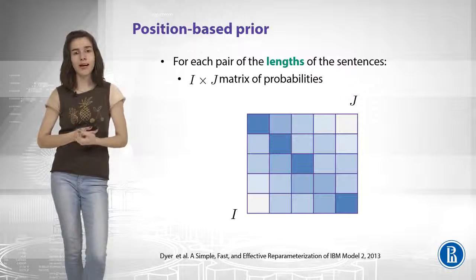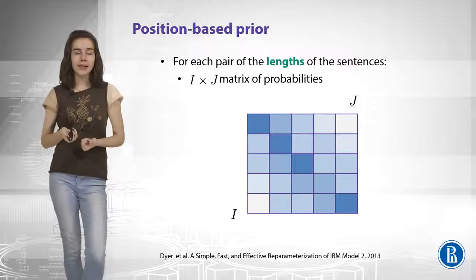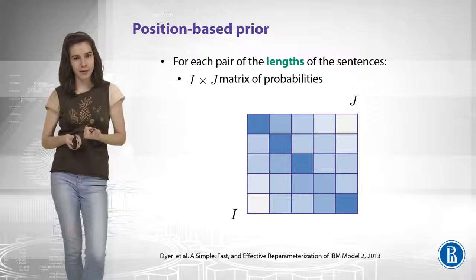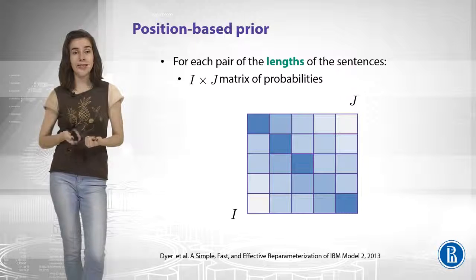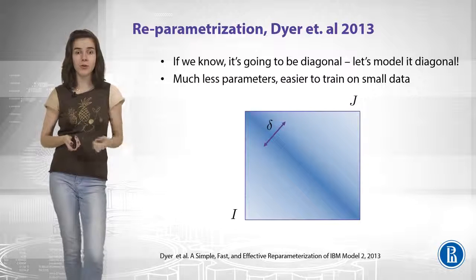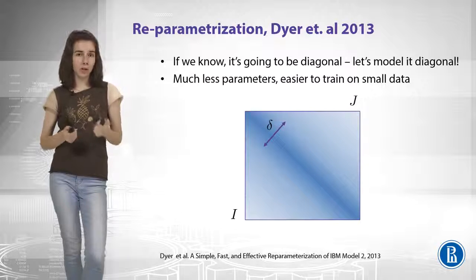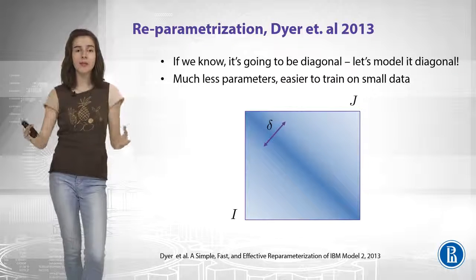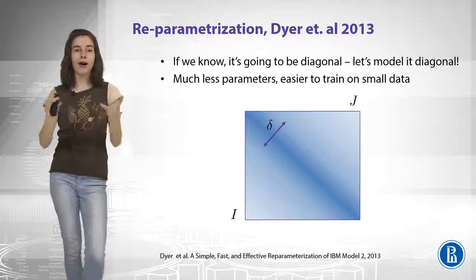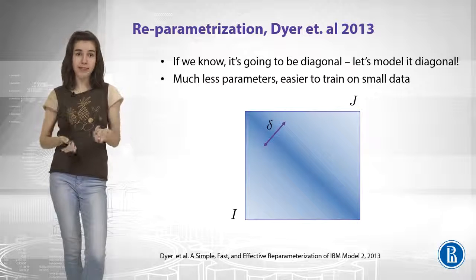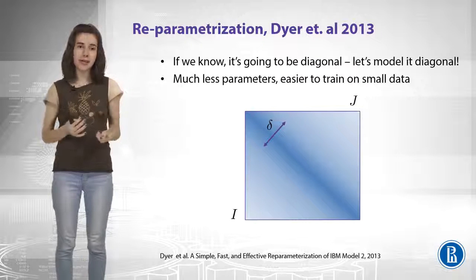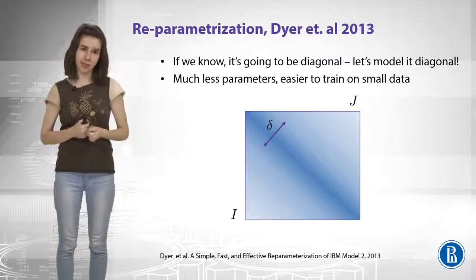parameters, and to try to improve on that, we can say, well, the matrix is usually very close to diagonal. What if we model it as a diagonal matrix? This is what Chris Dyer said in 2013. So this model has only one parameter that says how the probability mass is spread around the diagonal. And this is nice because it still has some priors about positions, but it does not have too many parameters.